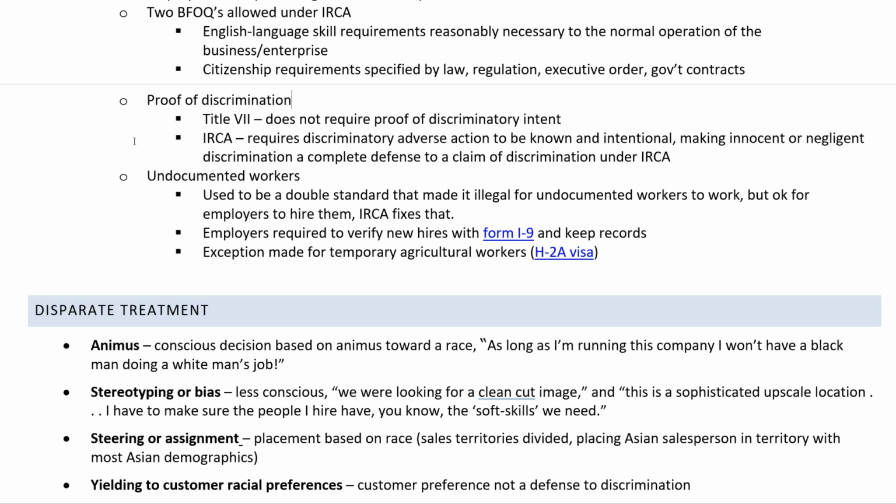As far as undocumented workers go, I mentioned earlier, there used to be this double standard that made it illegal for undocumented workers to work in the United States, but it wasn't illegal for employers to hire them. So the IRCA comes in to try to fix that double standard.